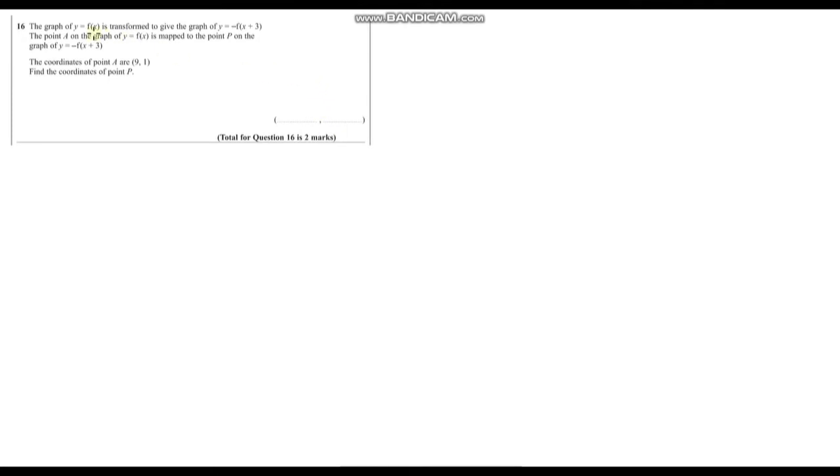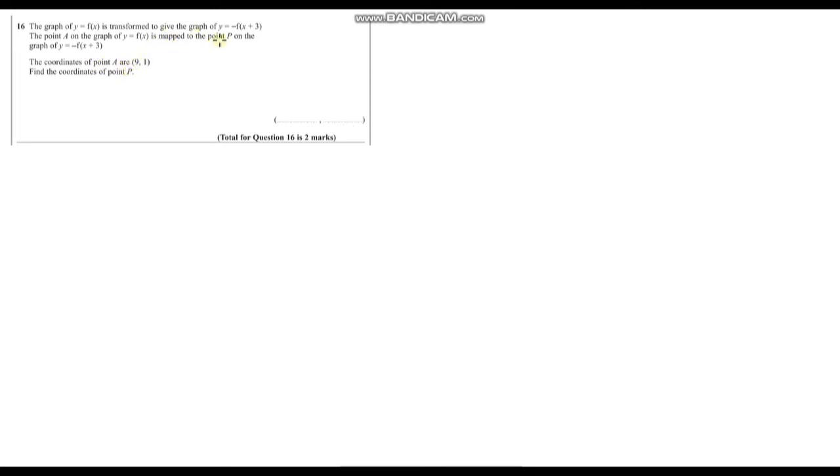The graph of y equals f of x is transformed to give the graph of y equals negative f of x plus 3. The point A on the graph of y equals f of x is mapped to the point P on the graph of y equals negative f of x plus 3. The coordinates of point A are 9, 1. Find the coordinates of point P.